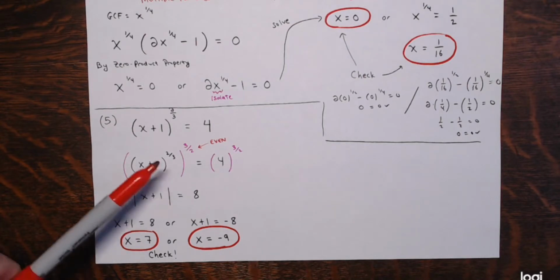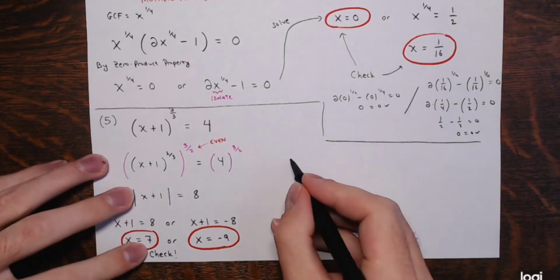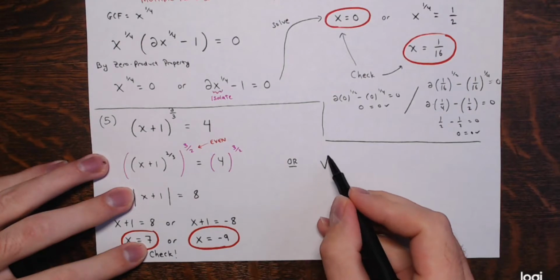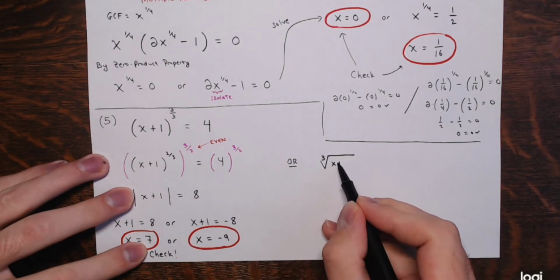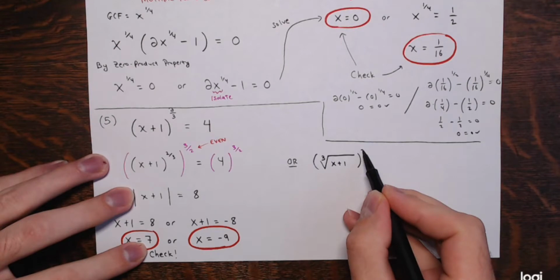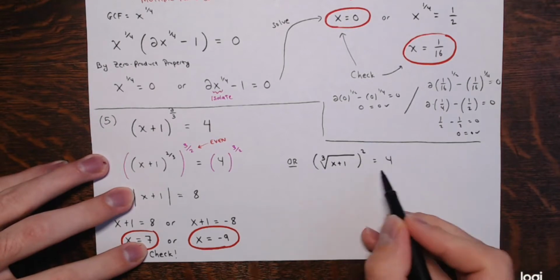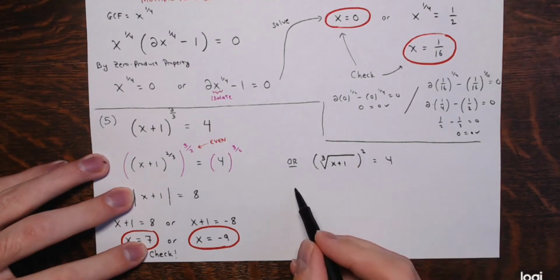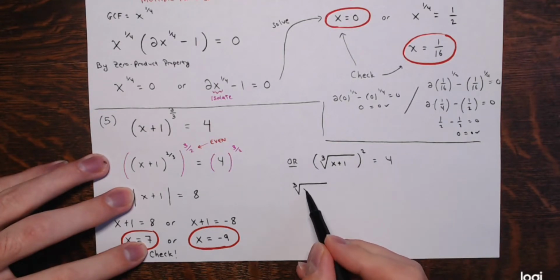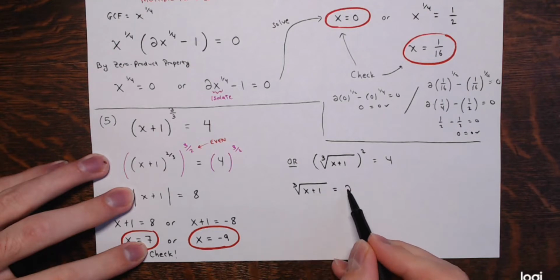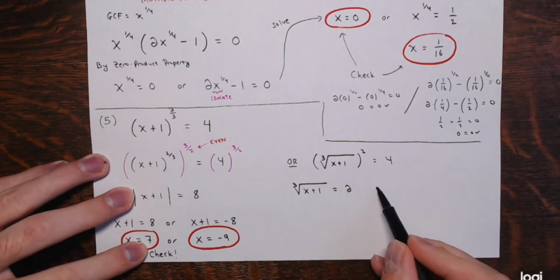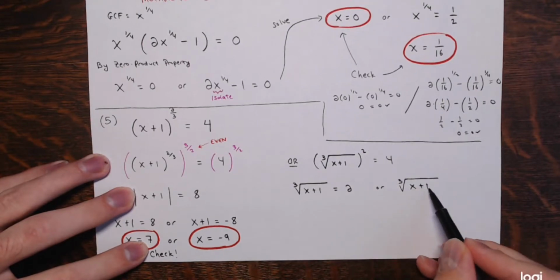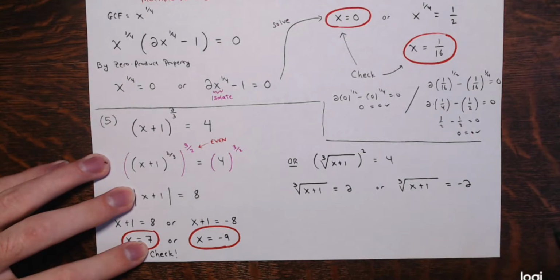All right, and then once again, you could also think of this, right? I'll do this one more way too, just like I did with the other ones. You could think of this as the cube root of x plus 1 squared equals 4. And then apply that square root property, right? What squared is 4? Well, that thing that's being squared, the cube root of x plus 1, could be positive 2, right? 2 squared is 4. Or the cube root of x plus 1 could also be negative 2, since negative 2 squared is also 4.